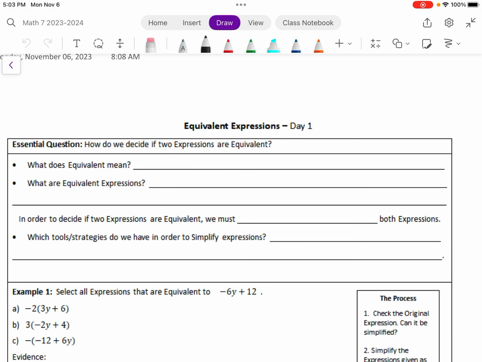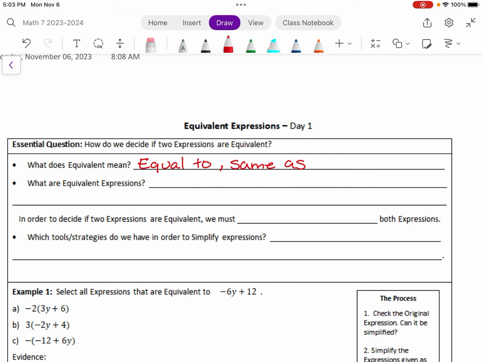Okay, so today we're going over equivalent expressions. So we have to first answer this first question. What does equivalent mean? Equivalent means equal to or same as. Okay.